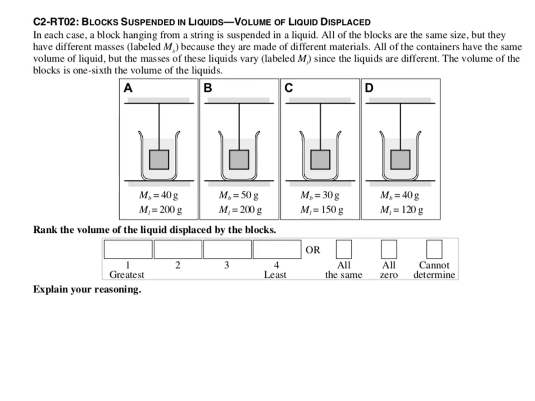The volume of the blocks is 1/6 the volume of the liquids. And we are asked to rank the volume of the liquid that has been displaced by the blocks. But the liquid that's been displaced was displaced by the blocks, so in each case it's equal to the volume of the block. And since the blocks are the same size, they have the same volume, and you end up with the kind of strange answer that A is the same as B, is the same as C, is the same as D. Or you could check the all the same box.